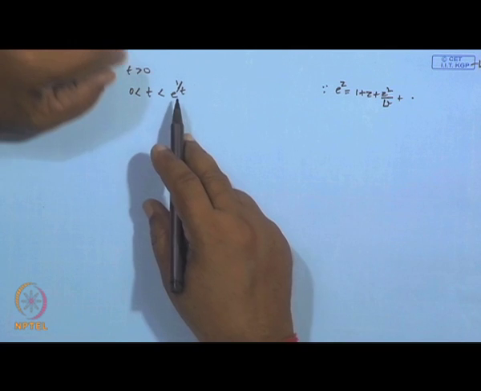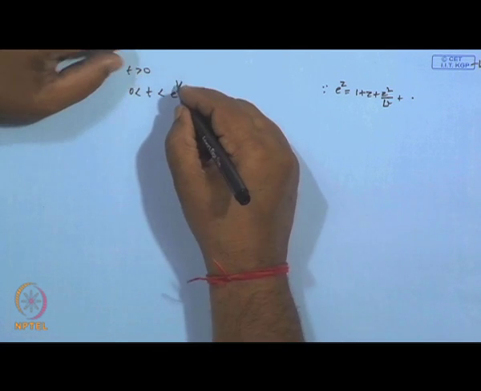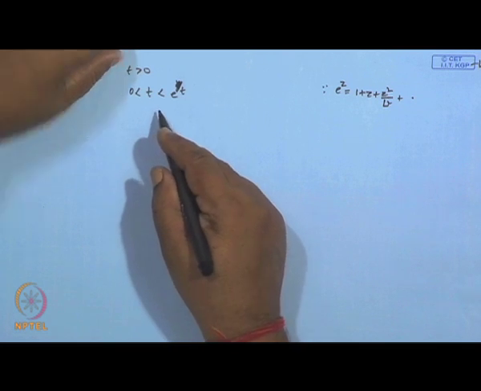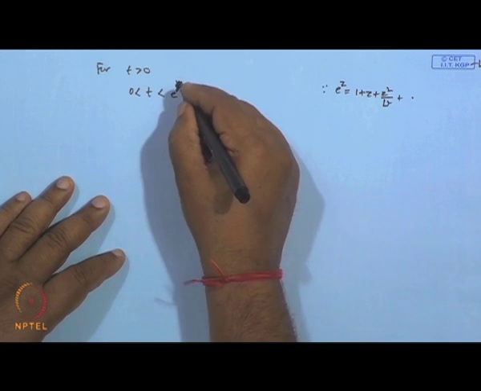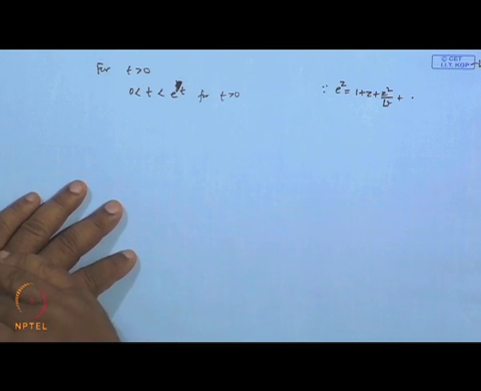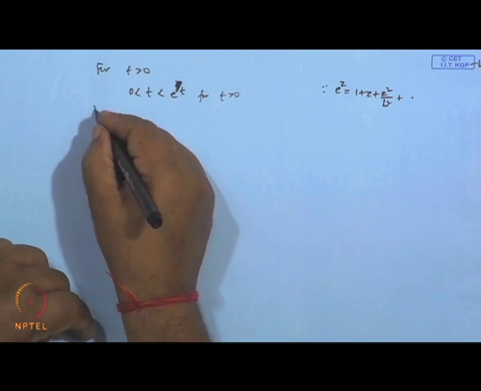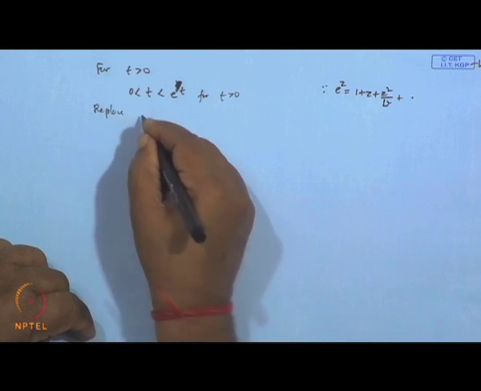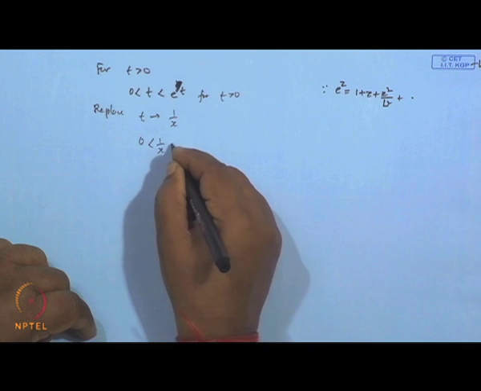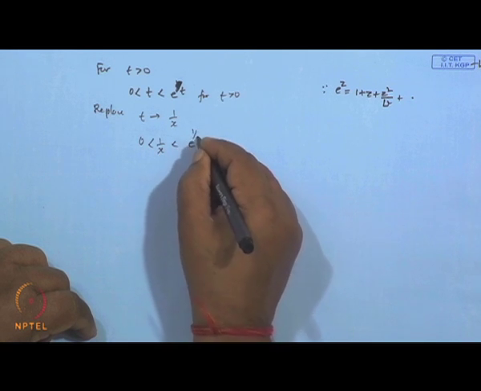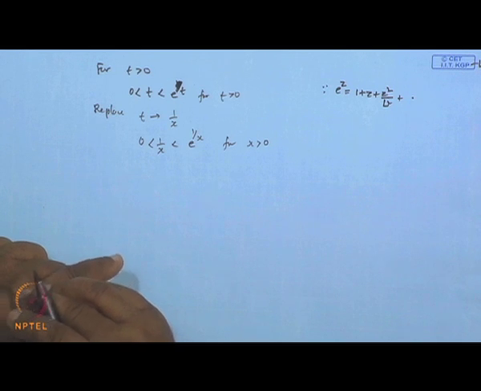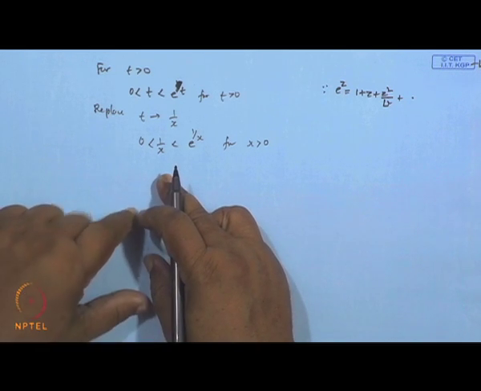So, obviously, 0 is less than t, which is less than e to the power t, and this is true for all t greater than 0. Now replace t by 1 by x. What we get is 0 less than 1 by x less than e to the power 1 by x, for x greater than 0. Clear?